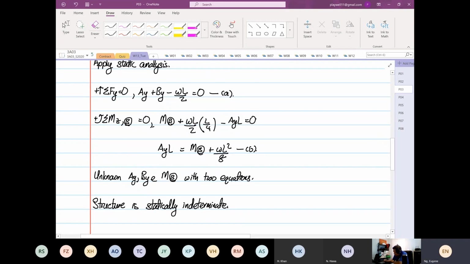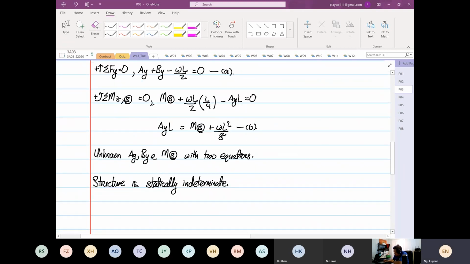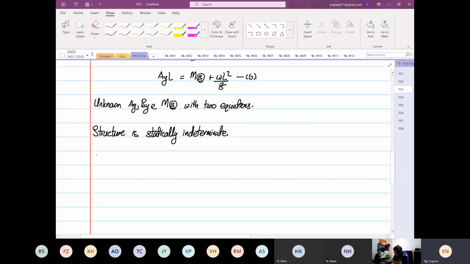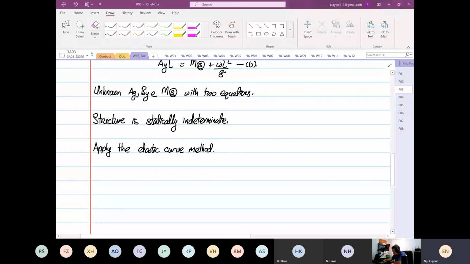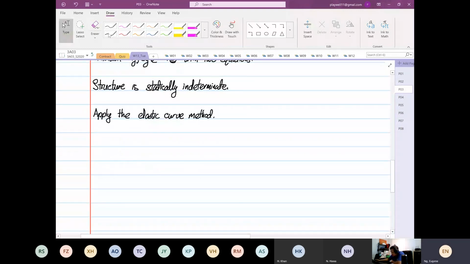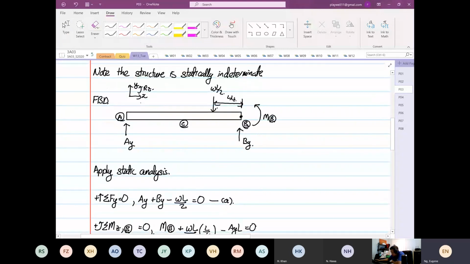So we're going to apply the elastic curve method. Okay, we're going to apply the elastic curve method. So from here, we draw our diagram again, or I'm going to copy from here. Yeah, I'm going to copy the whole thing.